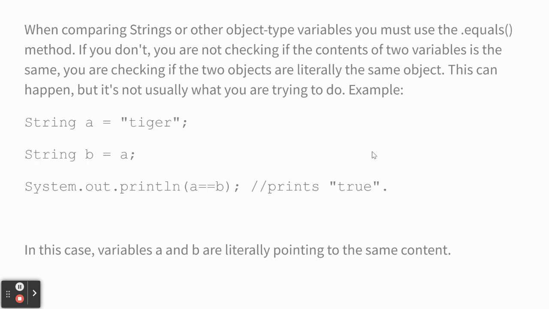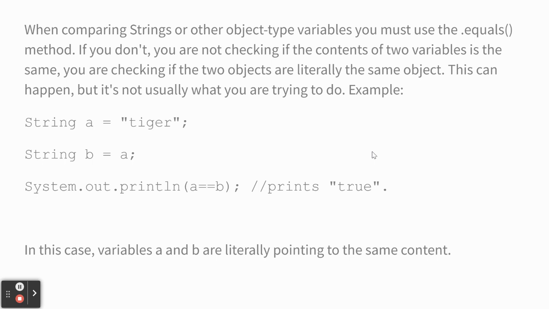But if we're comparing strings or other objects, we actually have to use dot equals. And here's why. Double equals is actually checking if the two variables are exactly the same, literally the same, pointing to the same place in memory. So look at this. I say String A equals tiger, String B equals A. This will print true because there are two variables, A and B, pointing to the same thing.